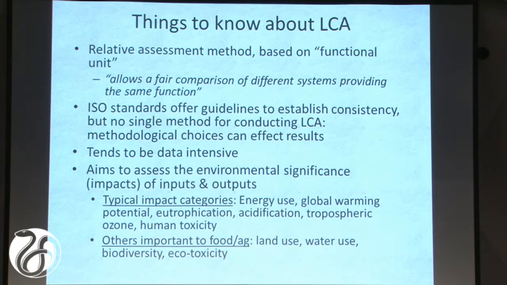Some other things that certainly are important for food and ag have tended to be less stressed in life cycle assessment because of a lot of the challenges in assessing them, things like land use, water use, biodiversity, ecotoxicity. Coming up with relevant and meaningful impact methods for some of those categories is really some of the cutting edge in life cycle assessment right now. And some of those methods we just heard about on the land use side.